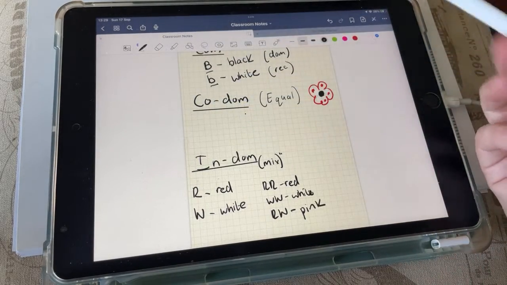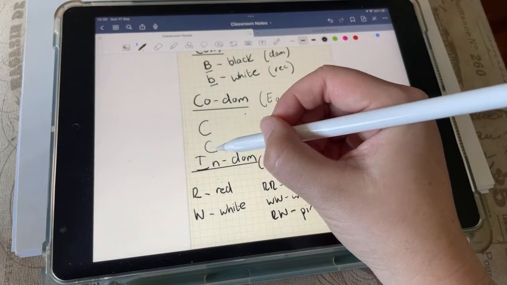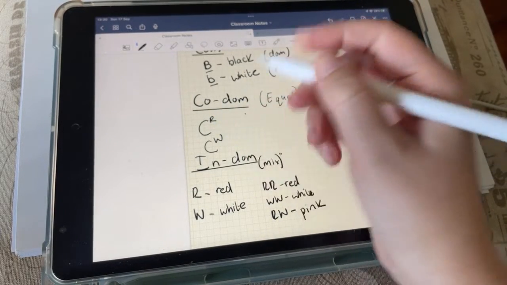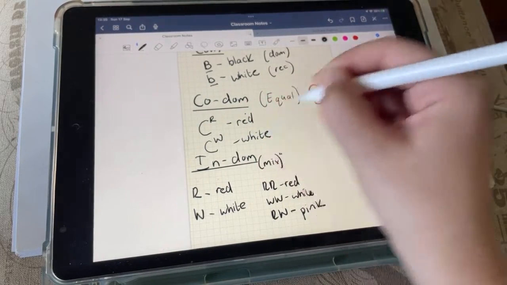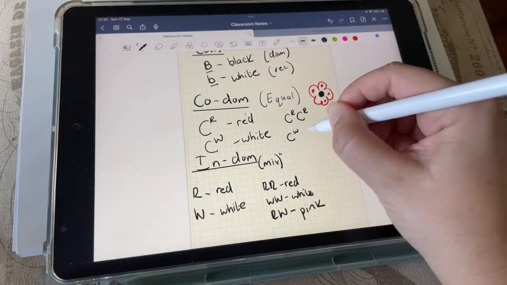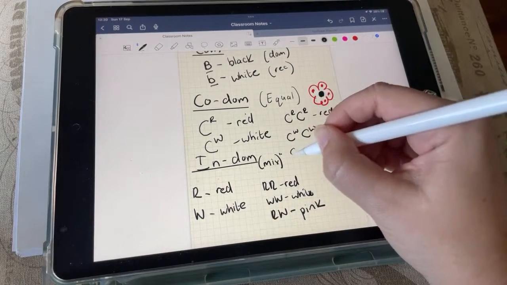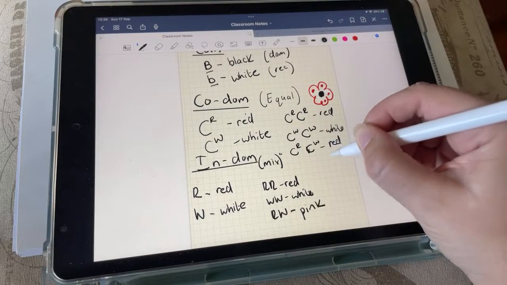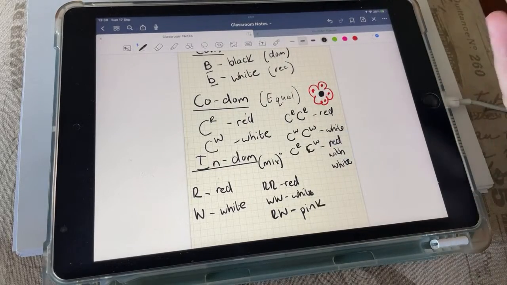Because codominance is when they're equally dominant, what you are allowed to do is use the letter C for co, and you superscript the R and the W on the top. So now this still means red, and this still means white. But when you write them out, you now write them out like this. So this is still red, this is still white. And if you go CRCW, that is red with white. So red with white spots, for example.